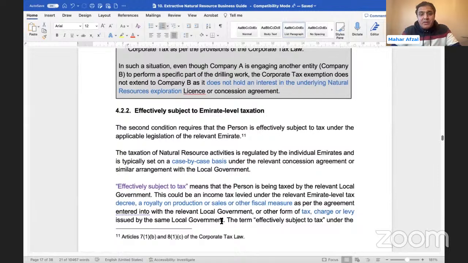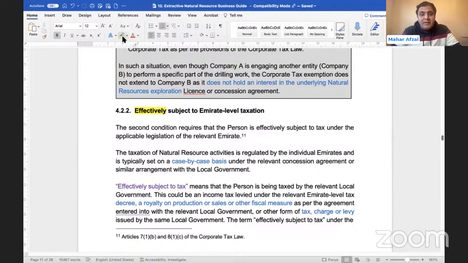That is effectively subject to Emirate level tax. This word is very important. Effectively means it is not compulsory that they are being taxed corporate tax at the respective Emirates level. Basically, it may be a different type of taxation. At the end, they are paying tax on their respective activity.